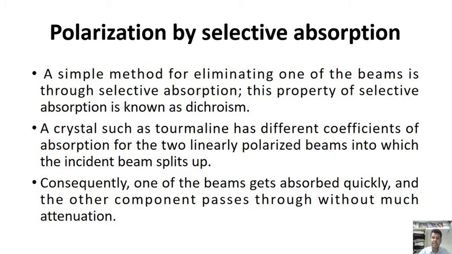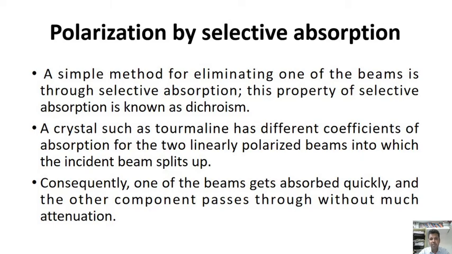Polarization by selective absorption. A simple method of eliminating one of the beams is through selective absorption. This property of selective absorption is known as dichroism. A crystal such as tourmaline has different coefficients of absorption for the two linearly polarized beams into which the incident beam splits up.